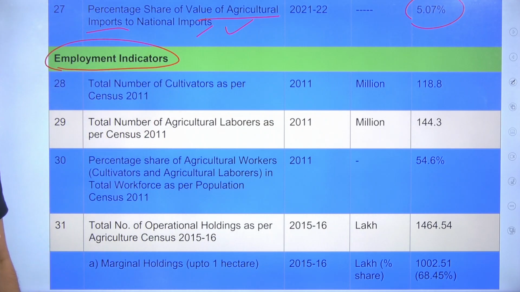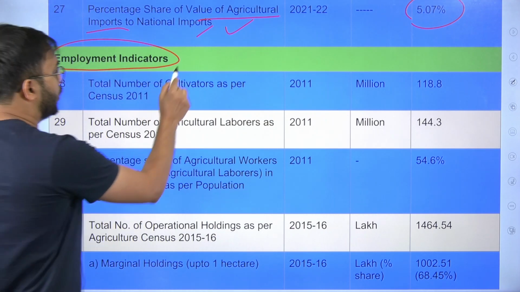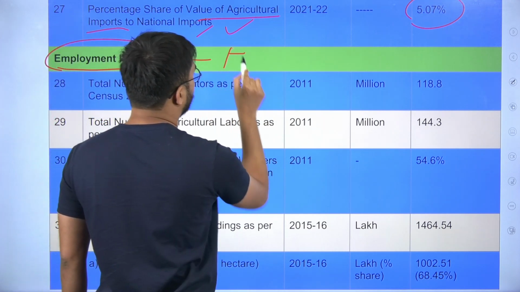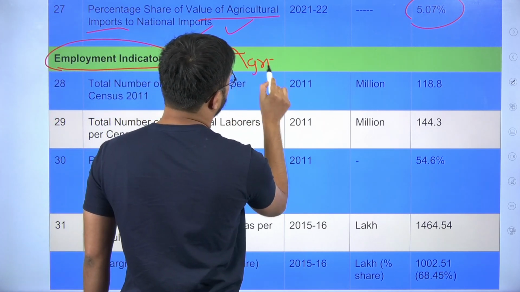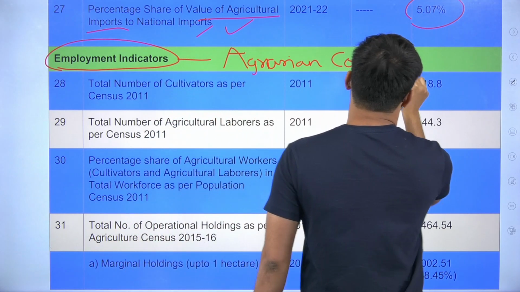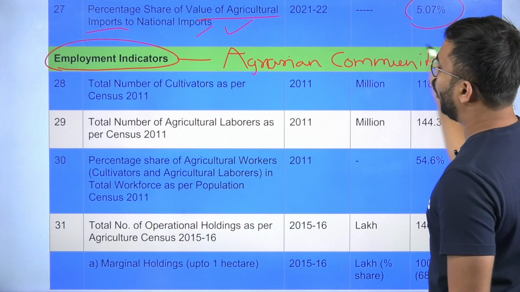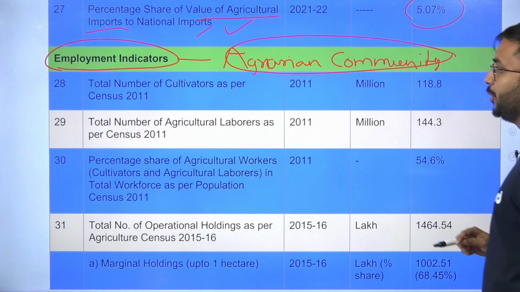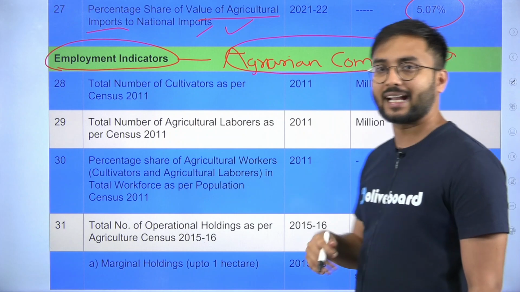Then come employment indicators. Now this is very, very essential. You would have heard India is called an agrarian community. So we all know that India is an agrarian community. We call India an agrarian nation.